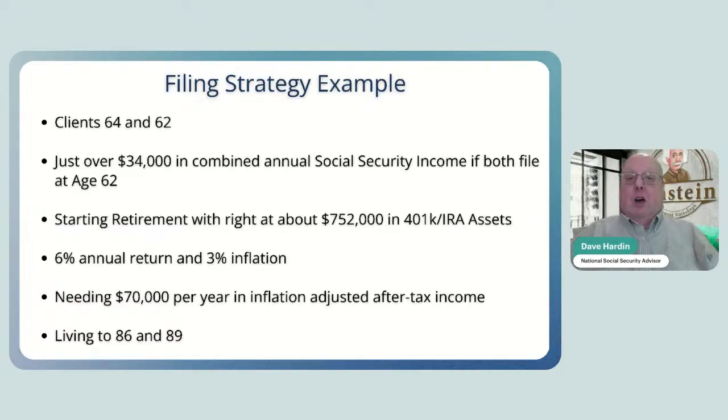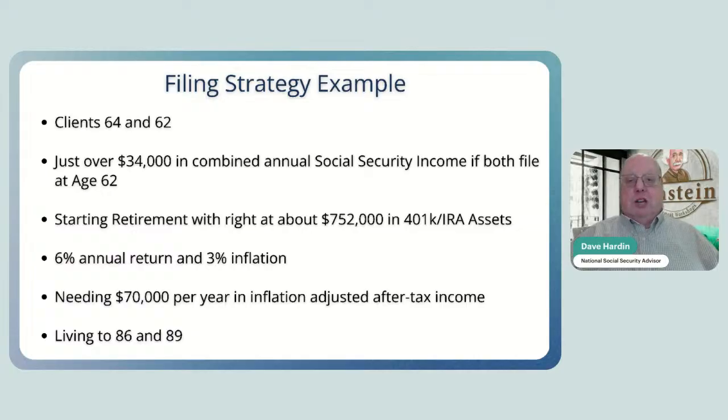Bear with me. All right, $34,000 combined annual Social Security. This is a big deal. They're taking it at 62 because they've got $752,000 in 401ks and IRAs. Some of you are saying that's a lot of money, and I'm telling you, if you think $752,000 is a lot of money, this couple has a serious running out of money problem. Some of you are saying that's nothing, I've got a lot more than that. Well, this couple with only $752,000 has a serious tax problem.